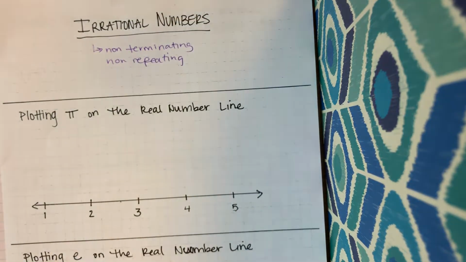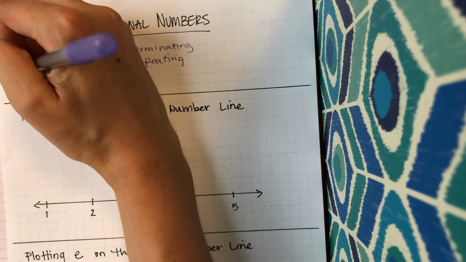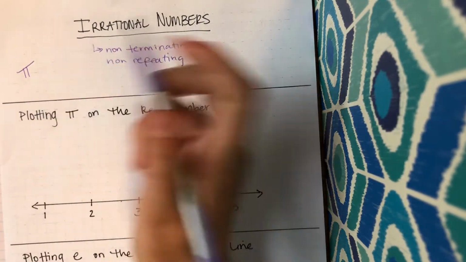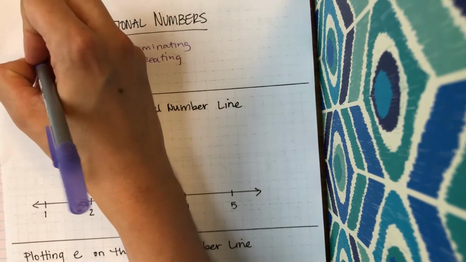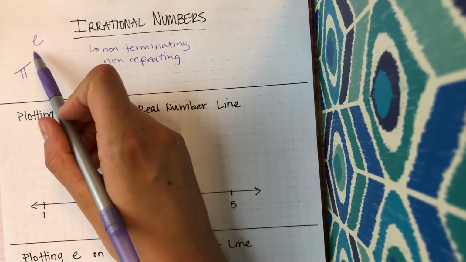Some examples that we know about of irrational numbers are pi, which is the number 3.14159 and so on forever. Another popular one is e, which is used a lot in business and also in the natural world. This number comes up a lot.